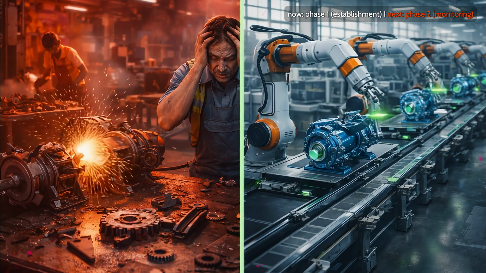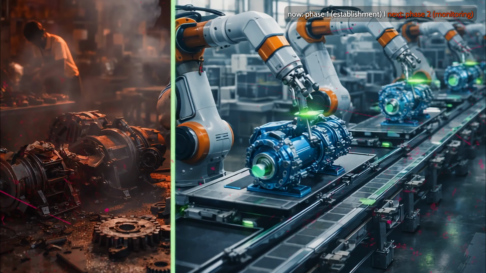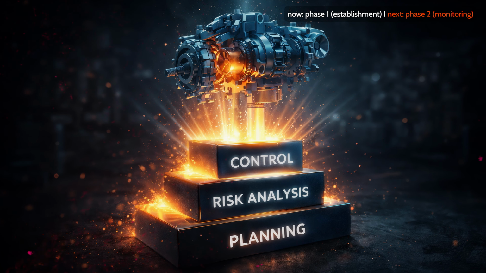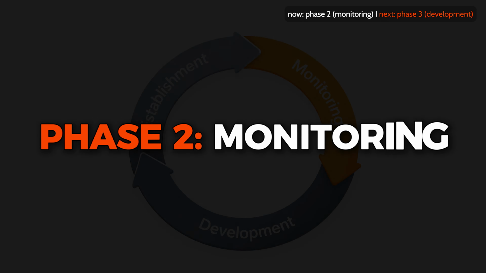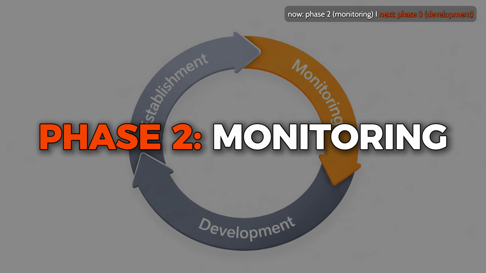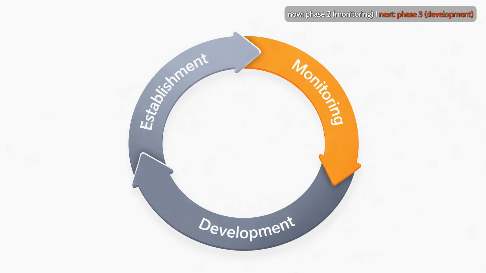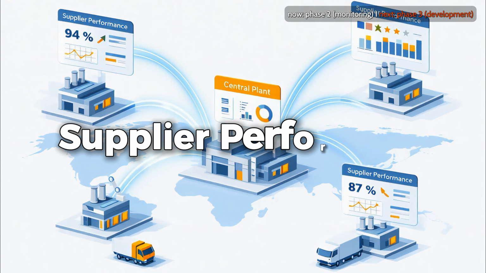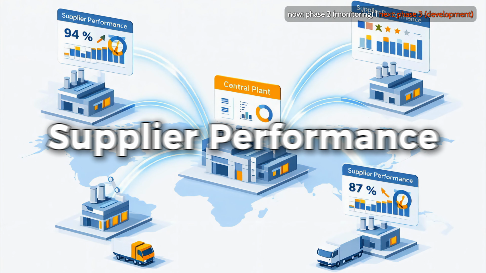This is about building quality into the process, not inspecting it later. Because good quality is built before production starts. Once production starts, you need to control supplier performance. This is phase 2, monitoring. Here, supplier quality tracks how suppliers perform in real conditions.